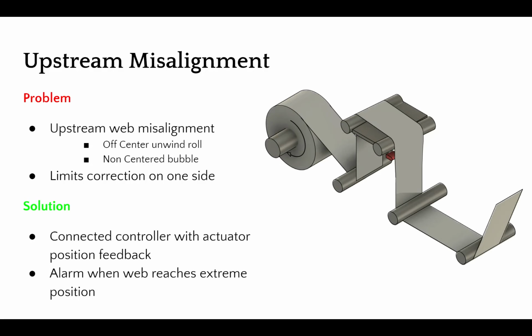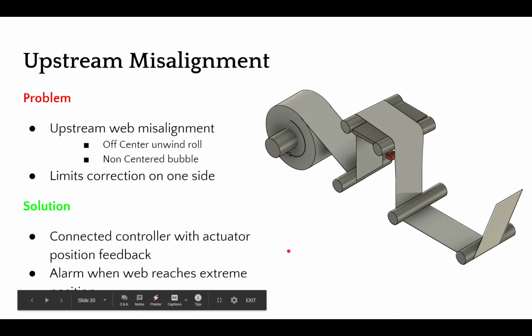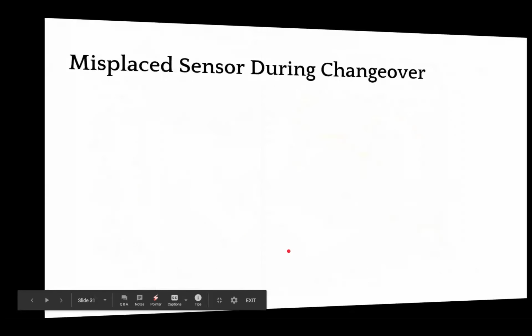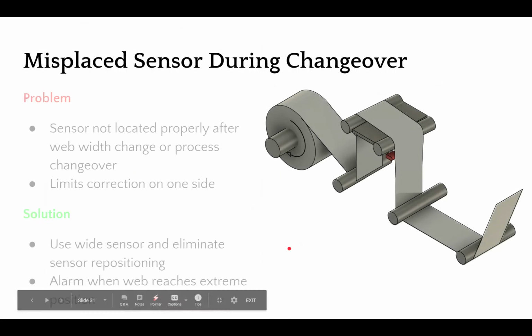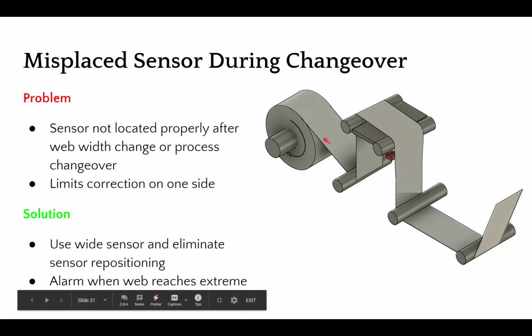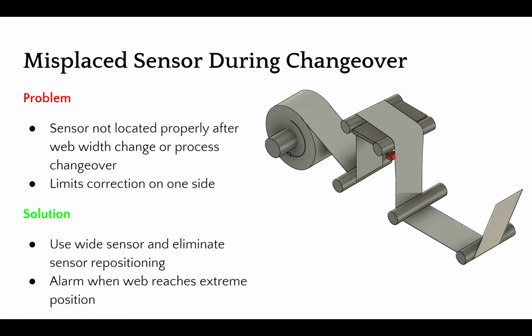And then we can also provide some kind of an alarm signal when the web reaches the extreme position or not. The other thing, which is very similar here, is that the web is coming at the right location, but the sensor is at the wrong location.